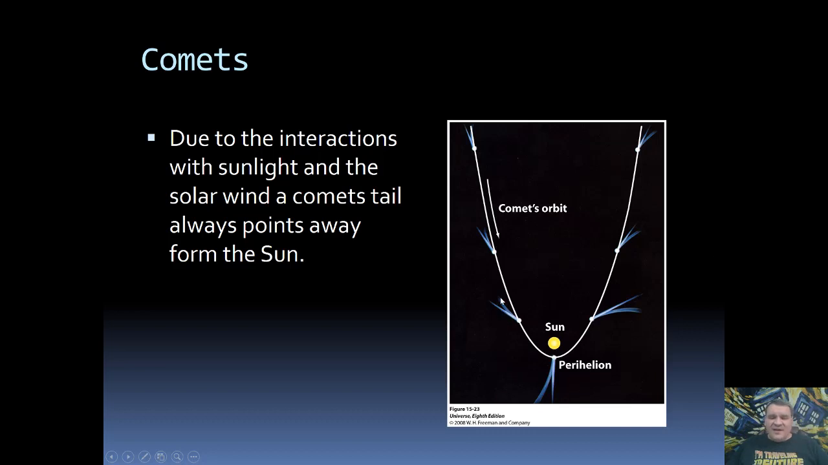Now, the dust tail does actually get a bit of an arc to it because sunlight doesn't push very hard, so it takes a while for the material to drift away. So it does lead to this arc in the dust tail. The plasma tail pretty much does always point directly away from the sun.